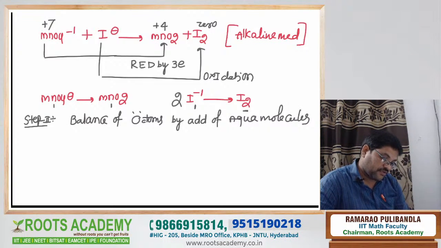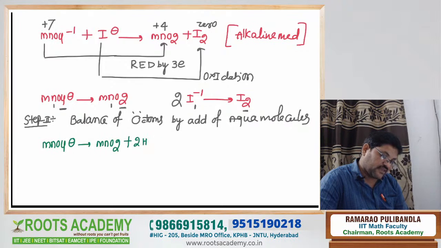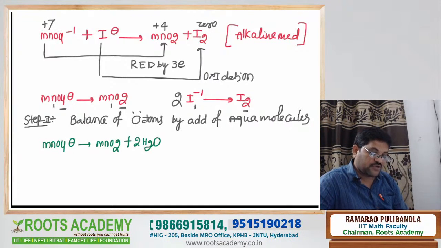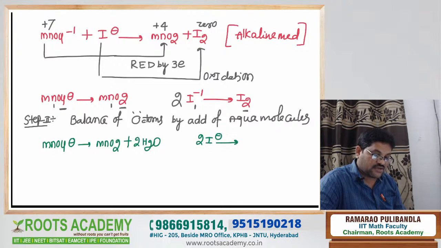Now see here, 4 oxygen atoms are there. Here 2 oxygen atoms are there. So on the product side fewer oxygen atoms are there, balanced by H2O. Now it becomes: MnO4 minus gives rise to MnO2 plus 2H2O. Clear? Because here 4 oxygen atoms are there, and here only 2 oxygen atoms, that's the balancing of 2 water molecules. Here there are no oxygens. This equation you write as this: 2I minus gives rise to I2. Step 2 completed.